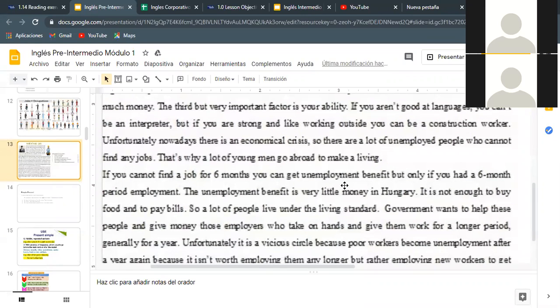I'm sorry, me perdí. Acá donde dice the third but very important. Okay. The third but very important factor is your ability. If you aren't good at language, you can be an interpreter. But if you are strong and like working outside, you can be a construction worker. Thank you. Vilma.